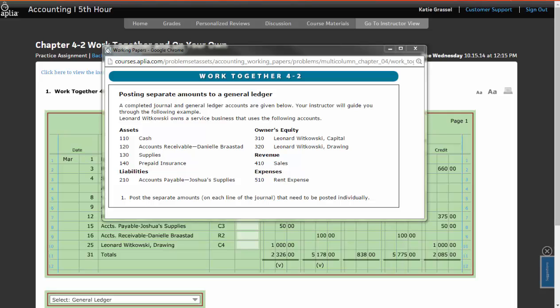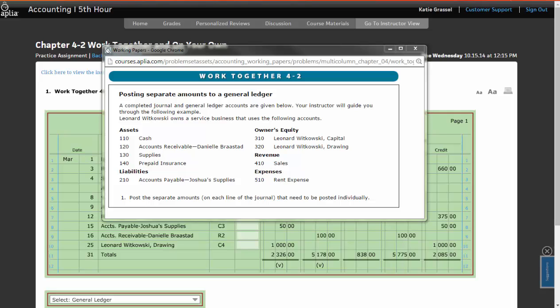So what we're going to do is look at our instructions for Work Together 4-2. We have a completed journal and general ledger accounts are given, and you get to work with me, and I'm going to guide you through the following examples. Leonard Witowski owns a service business that uses the following accounts. You'll notice that we have account titles and account numbers to give you a heads up on what their account numbers are.